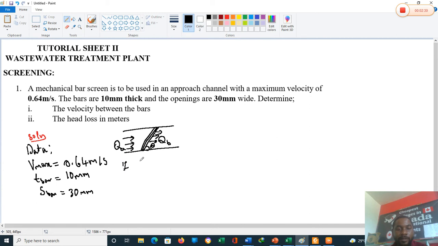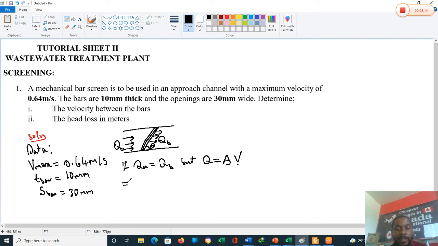So we say Q_A equals Q_B. As we know, for a channel, flow is Q equals A times V, where A is the cross-sectional area of the channel. It can be rectangular or circular, but in this case it is rectangular, and V is the velocity in the channel. That said, with Q_A equals Q_B, the approach flow in the cross section of the channel equals the flow between bars.